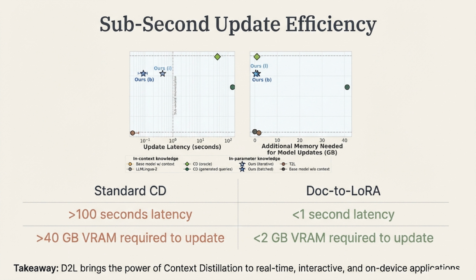The true game changer, however, is sub-second update efficiency. Standard context distillation takes over 100 seconds and requires more than 40 gigabytes of VRAM to update a model. Doc-to-LoRA can complete the exact same internalization with less than 1 second of latency, and requires under 2 gigabytes of VRAM to update. This takeaway is massive. D2L finally brings the true power of context distillation to real-time, interactive, and on-device applications.